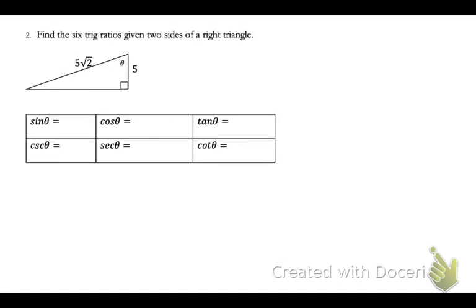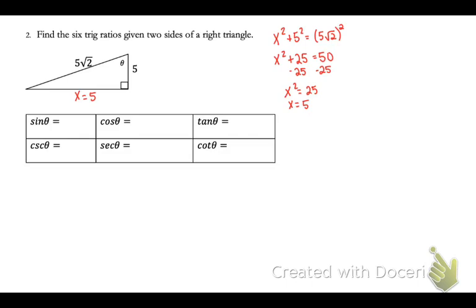On this next example, if we're going to find all of those trig functions, we're going to need all 3 sides of our right triangle. So we're going to go ahead and solve for the missing side. To do that, we're going to set up our Pythagorean theorem. When you go ahead and solve that through, you end up with x equals 5.